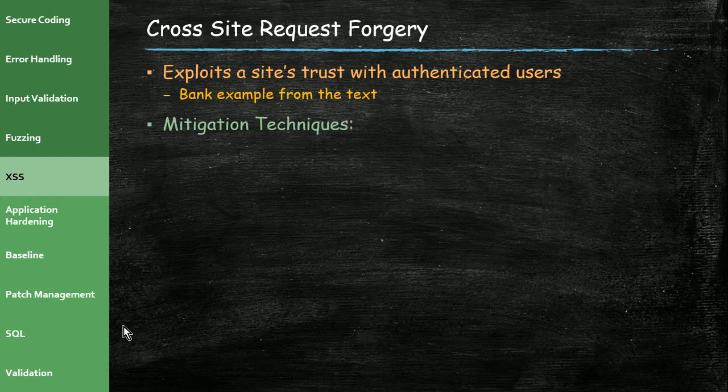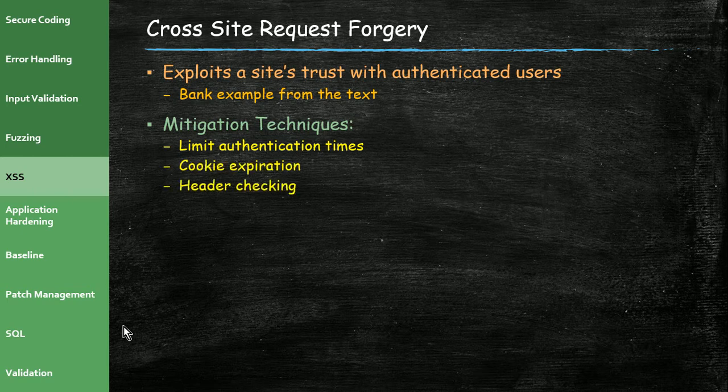So your book talks about some mitigation techniques for that. One is you can limit authentication times. So for example, once a user authenticates, and I think all of us have seen this with our banks, when I log into my bank, they're very careful about making sure that if I don't do anything in my browser for it seems like just a few minutes, I get logged off the bank's website. So they limit the amount of time that you've got a valid authentication. They expire the cookies so they can't be hijacked later on.